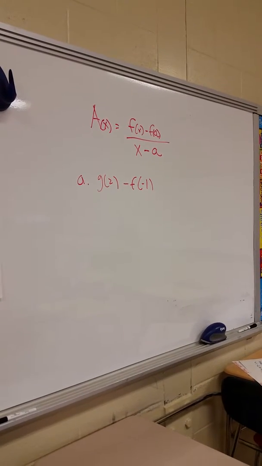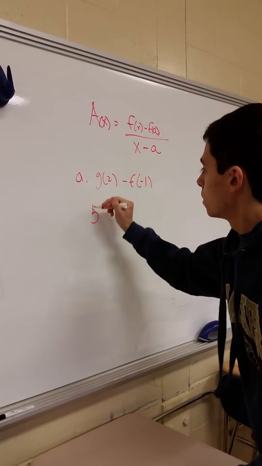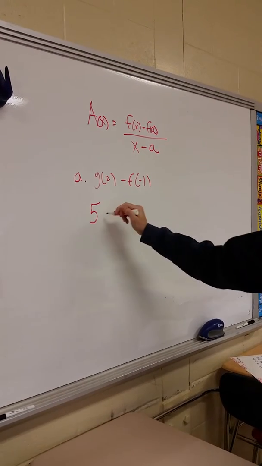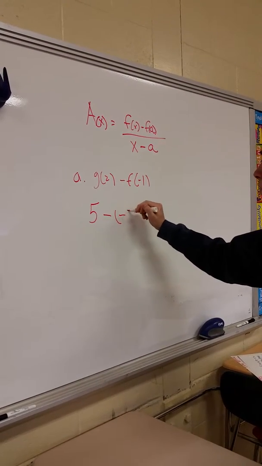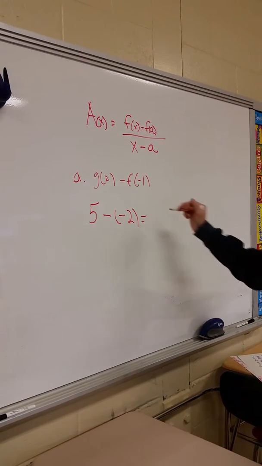On the table, g of 2 is 5. And on the graph, f of negative 1 is negative 2. When that simplifies, you get 7.